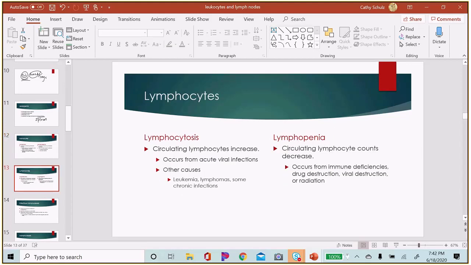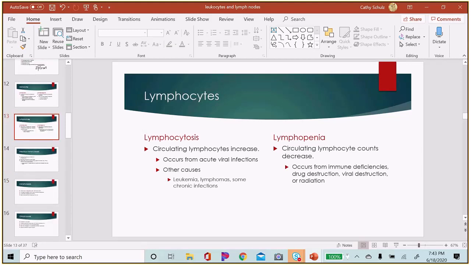Lymphocytosis: if the differential shows an increase in circulating lymphocytes, it could be an acute viral infection, it could be leukemia or a chronic infection. Lymphopenia, or a decrease in lymphocyte counts, is usually related to viral or radiation destruction or other immune deficiencies, such as HIV, because HIV is specifically an infection of T helper lymphocytes, and it destroys the T helper lymphocytes. So obviously over time, not initially, you're going to start to see a decrease in those counts.